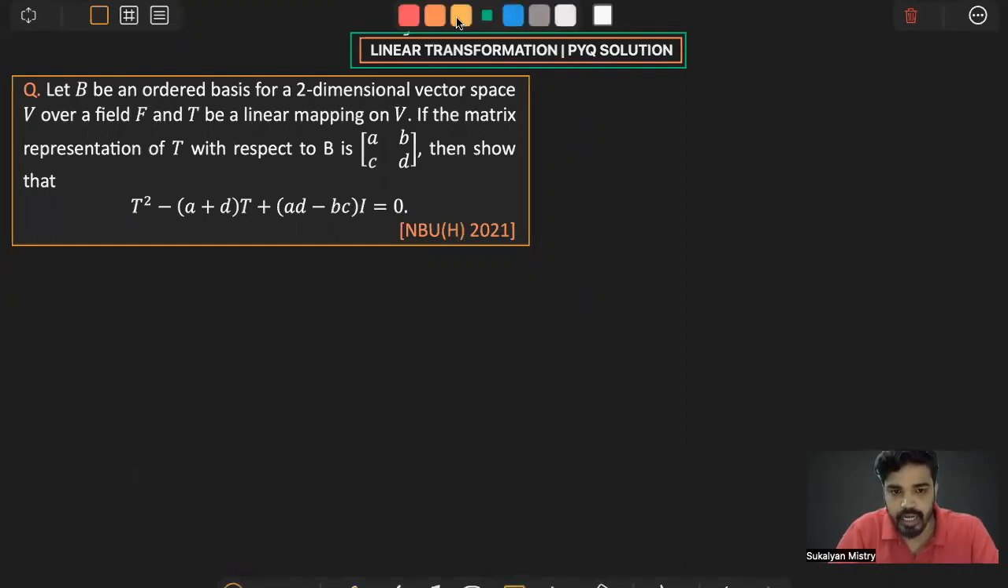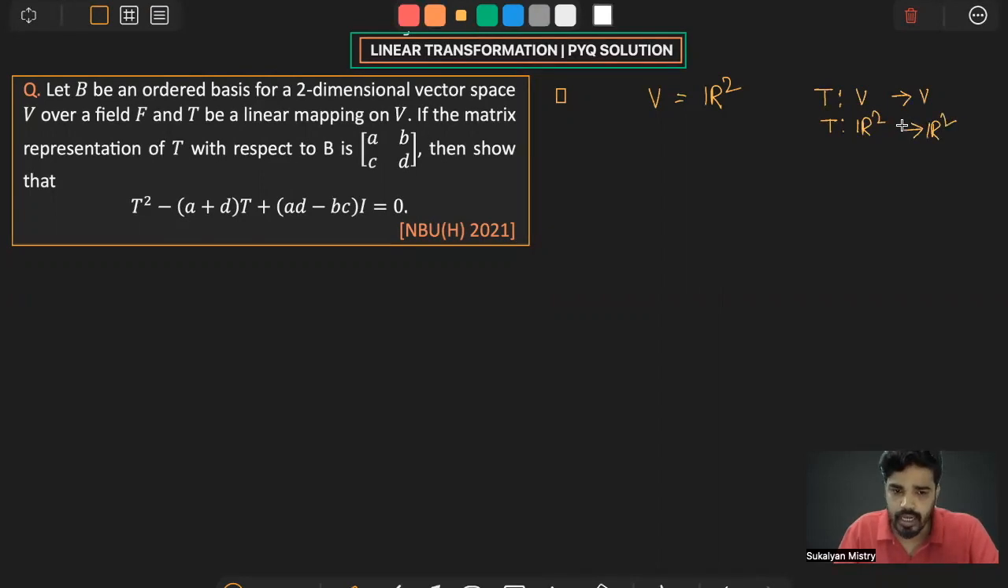Here it is given that B is an ordered basis for a two-dimensional vector space V. That is, here V is a two-dimensional vector space, so we consider V equal to R2. And T is a linear mapping on V. That means T is a linear mapping from V to V, and V is a two-dimensional vector space. So here we consider T maps from R2 to R2.